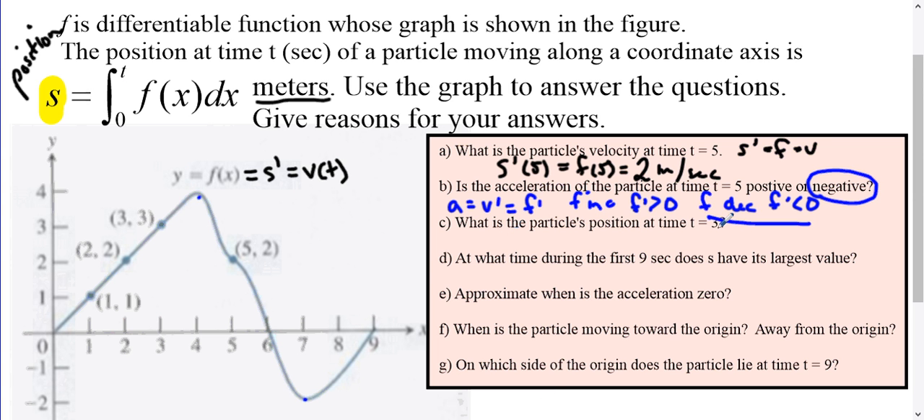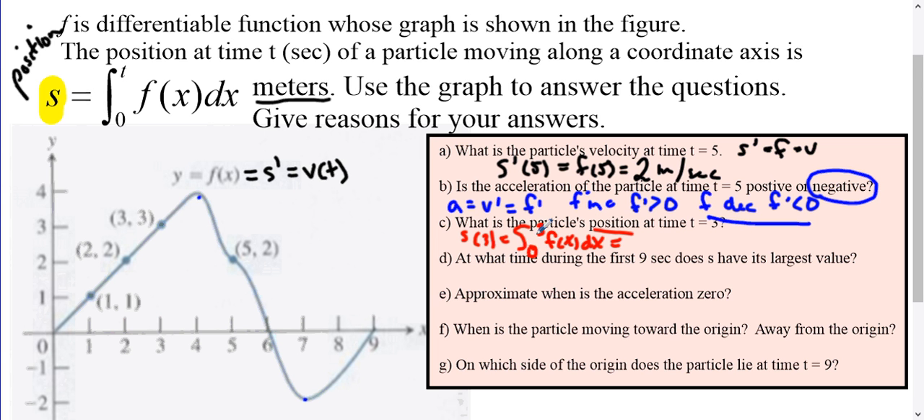What is the particle's position at t equals 3? If we're looking for position, we're looking for s of 3. Well, s of 3 is equivalent to the integral of f from 0 to 3, since our time is 3, of f of x dx. To find s of 3, we take the integral of this. The integral is an antiderivative, but we're not given the function. So how else can we find the value of s of 3?